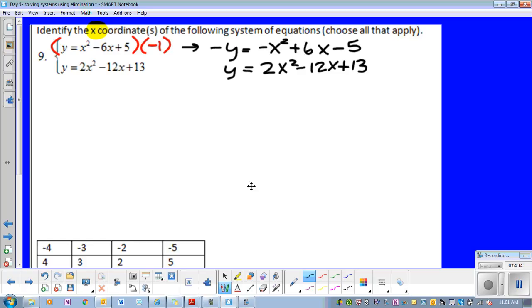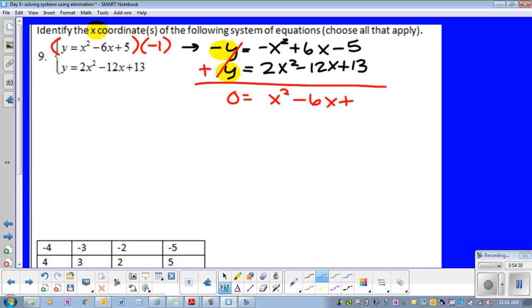Yes? What do I need to do now? Because I have a negative y and I have a y. Good. Let's add them. That goes away. Oh my goodness. What do I have to do, Ethan? X squared minus 6x plus 8. Just like the other problem we did.